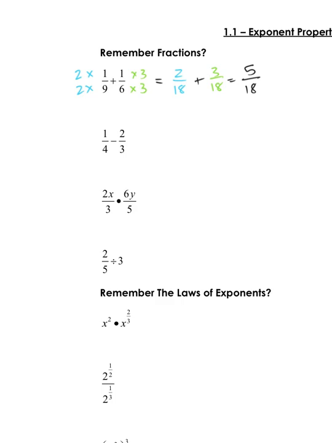Same thing when we subtract, we need to get common denominators. So my common denominator of 4 and 3 is going to be 12. So I'm going to multiply by 3 on the top and bottom for the first fraction, and by 4 on the top and bottom for the second. So that's going to give me 3 over 12 minus 8 over 12, which is going to give me negative 5 over 12. You can also put the negative out front if you prefer, so it's negative and then your fraction 5 over 12.